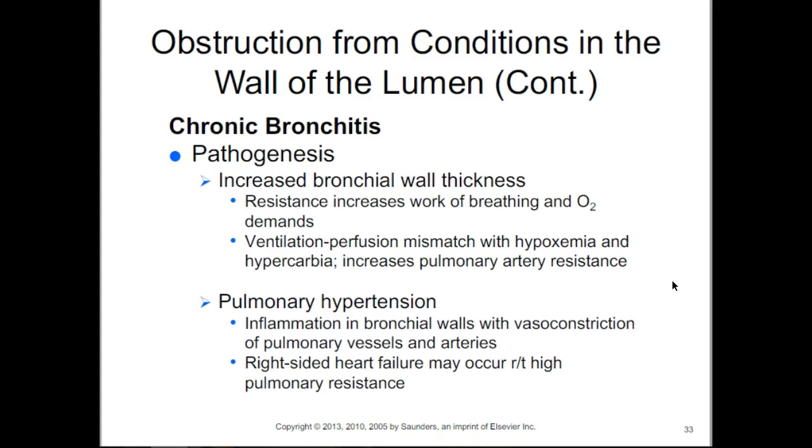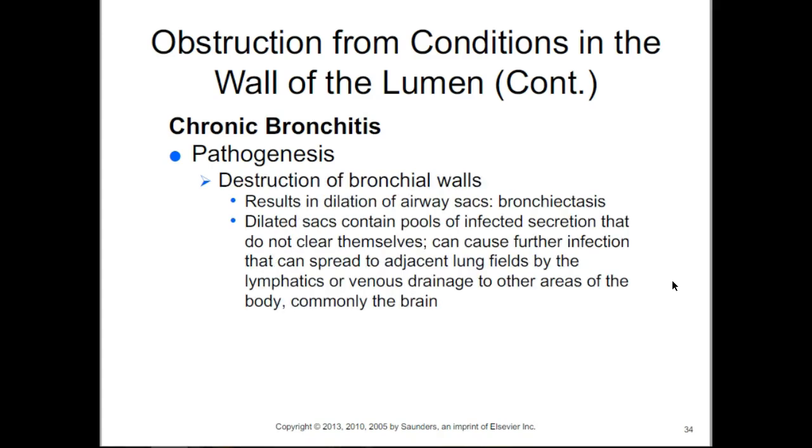So that all increases the pulmonary artery resistance. And then that can lead to pulmonary hypertension, right? So pulmonary hypertension and inflammation in the bronchial walls, with that vasoconstriction of pulmonary vessels and arteries. This could be due to right-sided heart failure and may occur with high pulmonary resistance. Right, so this also could be destruction of the bronchial walls, right?